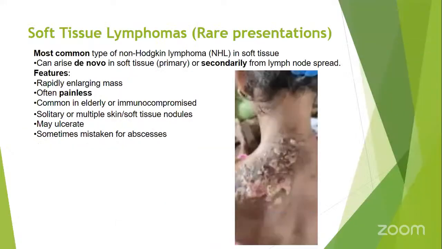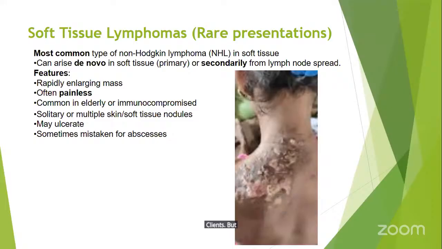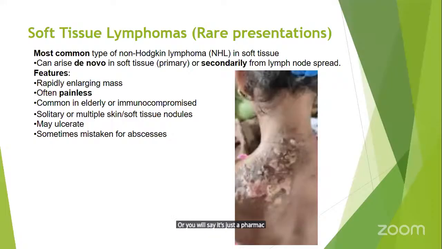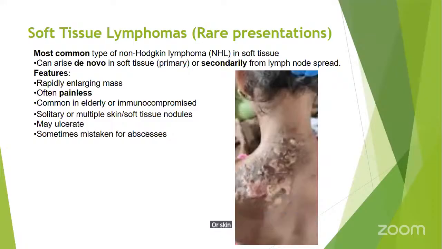We also have soft tissue lymphomas. Lymphomas, as we know, develop in the lymph node lines, but we have those that develop on the skin. If you see this picture, mostly you'll say that this is a skin cancer, or you will say it's just a fungal disease, but it has a story. For such cases, if a patient presents with this in our skin clinics and they are referred to the lab for KOH or skin scraping, you have to be anxious that this patient could be having something bigger. You have to recommend a skin biopsy or cytology, and you'll find that this patient has a lymphoma.